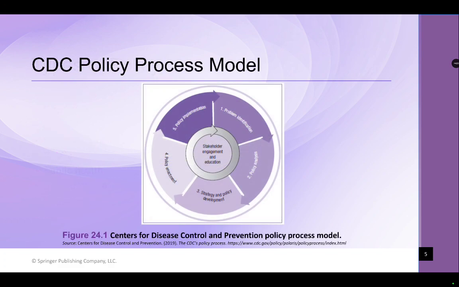This is the CDC's policy process model that's been nationally accepted and can be applied to population-based community problems. It provides the viewer with a systematic manner in which to develop policies that impact public health problems in the community. It consists of 5 main domains, which include problem identification, policy analysis, strategy and policy development, policy enactment, and policy implementation.